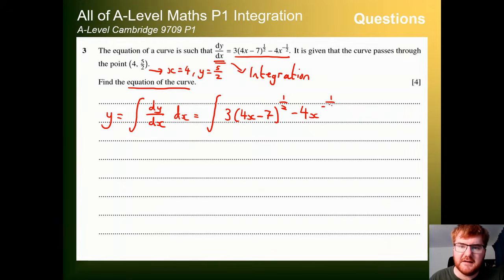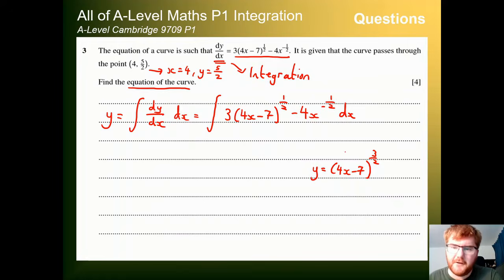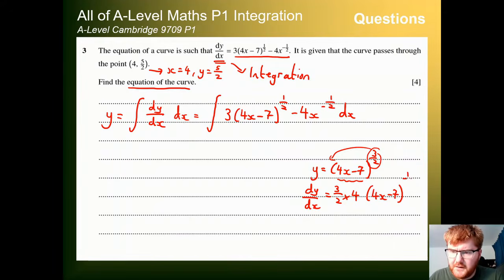So again, what I'd like you to consider here is if we take 4x minus 7, when we normally integrate, we usually increase by 1. So imagine we've actually got 4x minus 7 to the power of 3 over 2 as our function, and we wanted to differentiate this. Well, we bring the 3 over 2 to the front, we differentiate what's inside the bracket, so that's going to be the 4, and then we reduce the index by 1. So that's going to be 1 over 2.